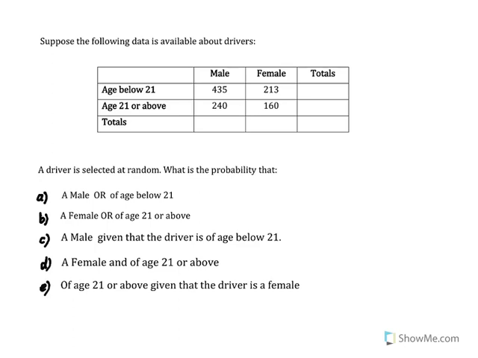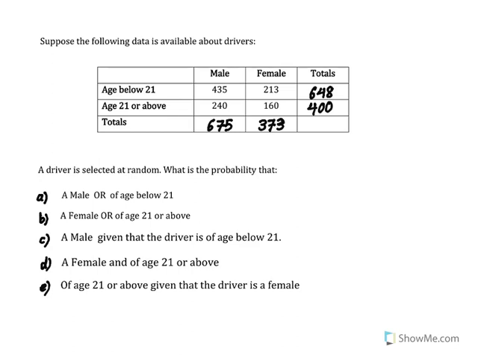The total males, if you add 435 and 240, you will get 675. The total number of females will be 373. Now, the total number of age below 21, you will be adding this and this together, and so you will get 648. And if you add the ages 21 or above, 240 plus 160, you'll get 400.